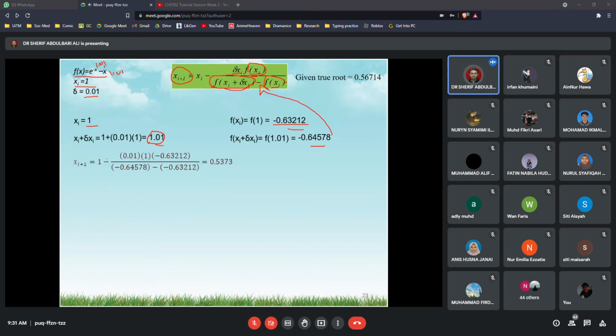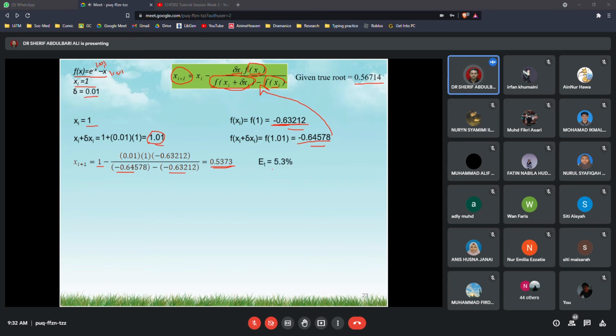So xi plus 1 is equal to the initial value of x, 1, minus the constant number times x, which is 0.01 times 1, minus the function of x, which is negative 0.63, over the function of 1.01, so it's negative 0.64, minus the function of x, which is negative 0.63. So the answer is 0.5373. You calculate the relative error, true value minus the result over the true value.